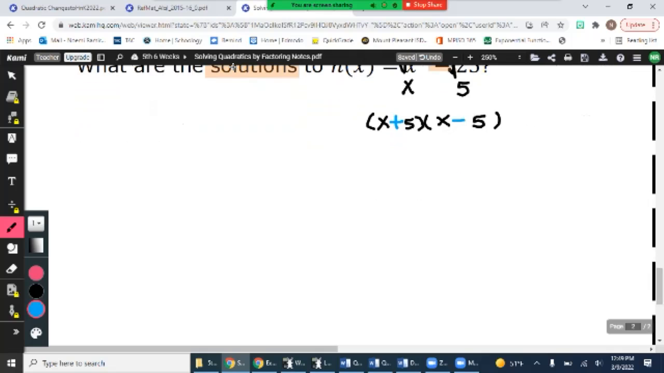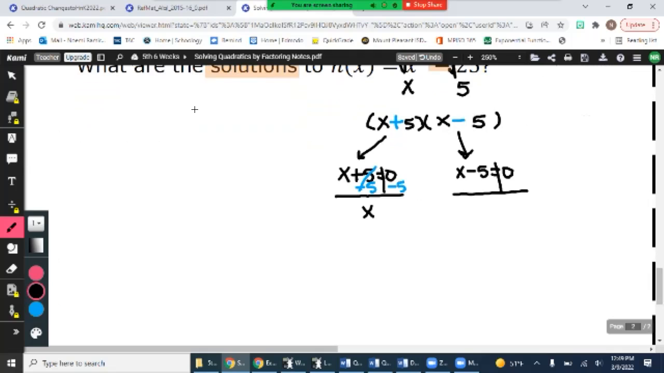But these are not the solutions. It looks like we're at the solution part, but we still have to solve for x. You can't solve for x until you turn it into an equation. So x plus 5 equals 0, and x minus 5 equals 0. Both are one-step equations. What do I do to the first equation? Subtract 5, minus 5 on both sides, and we get x equals -5. The other one, add 5, plus 5 on both sides. We get x equals +5.